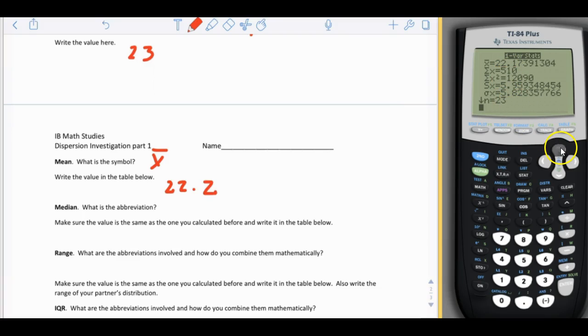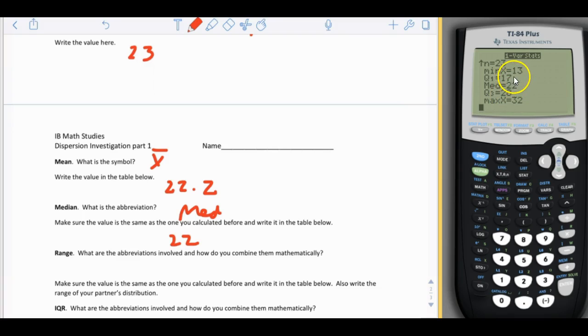The median abbreviation is just MED. So we'll find it here. MED, there it is. And what is the value? The value is 22. It should be the same as what we calculated by hand. And then it has Q1 and Q3.